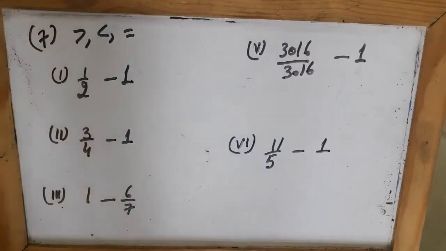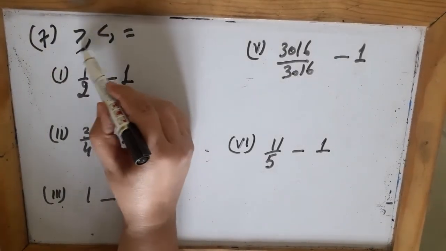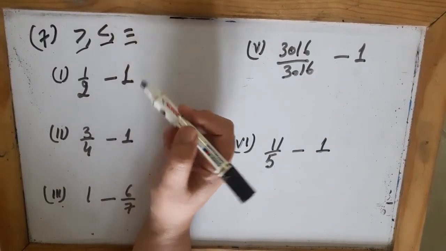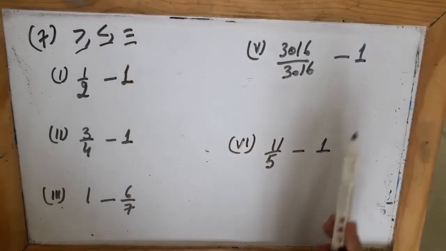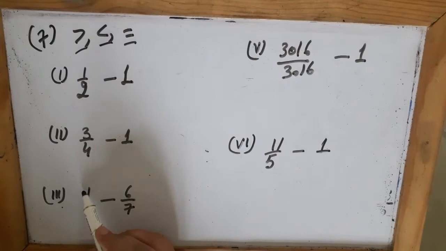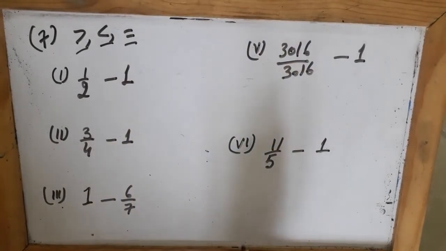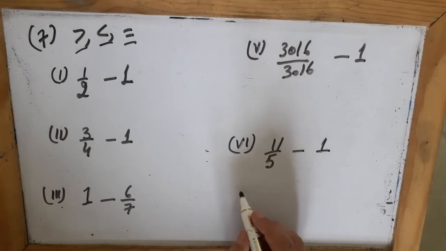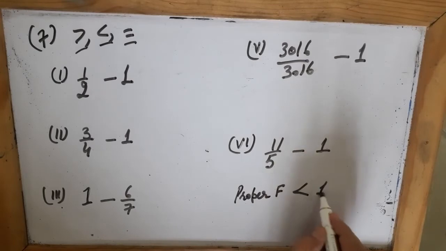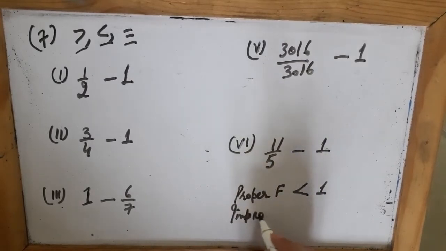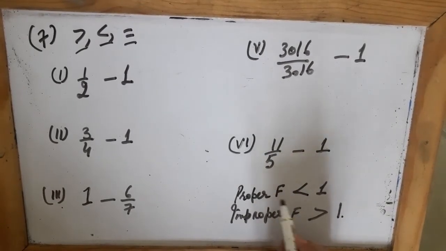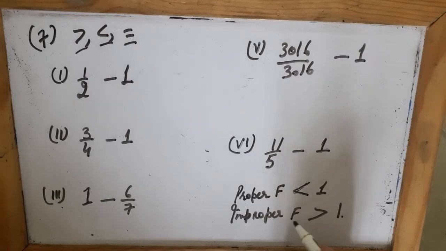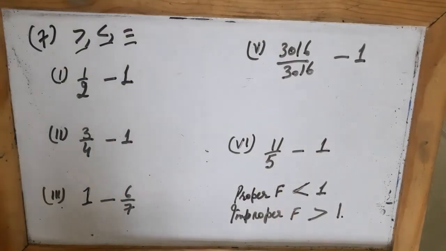Now question number 7 says to fill the blanks with the sign of greater than, lesser than and is equal to. Before filling this up, as you can see in all the fill-ups, on one side you have the number 1. Every time you have the number 1. So as I told you earlier also, you have to keep the rule in mind that proper fractions are less than 1 and improper fractions are more than 1. Their value is more than 1.